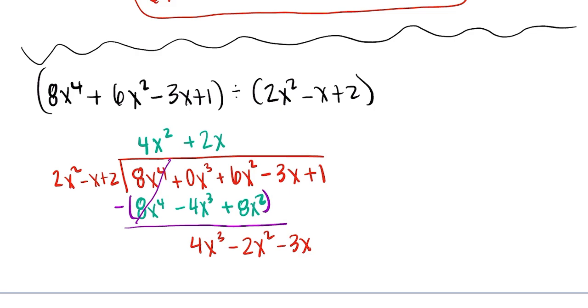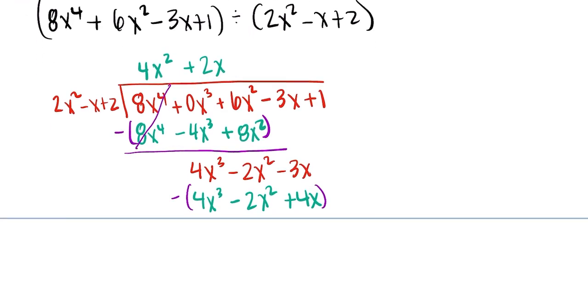And so then I'll multiply that down, would give me 4x cubed minus 2x squared plus 4x. Subtract all of that. The 4 minus 4 is gone. Negative 2 minus negative 2 in this case also ends up canceling out. Gives me negative 3 minus 4, which is negative x, or negative 7x. Bring down the 1, negative 7x plus 1.